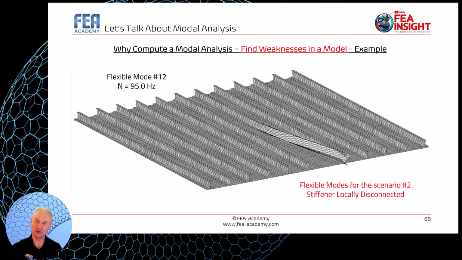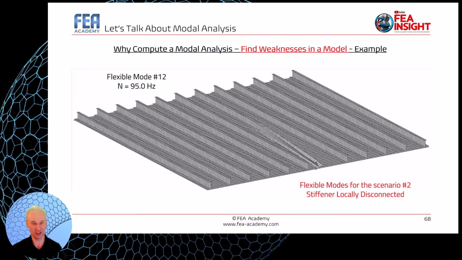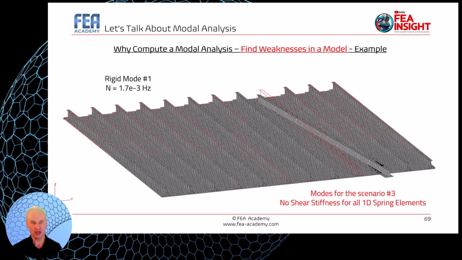So now let's have a look at scenario 3, when the stiffeners are properly attached to the panel with a 1D spring element at each fastener location, but with the wrong stiffness. In that case, I remind you, I forgot to specify the shear stiffness. I only specified the axial stiffness. Look at the first rigid mode. Even the rigid mode is not a rigid mode, because if it's a rigid mode, everybody is working as a rigid body. Here it is not the case. This stiffener is moving alone.